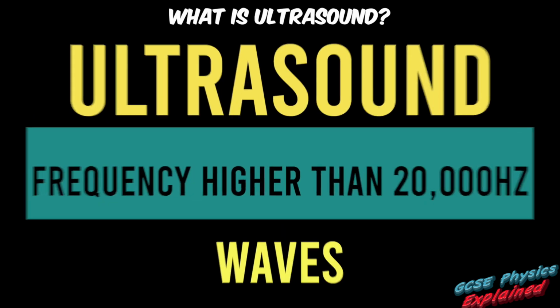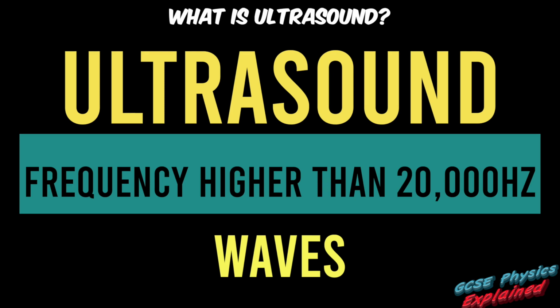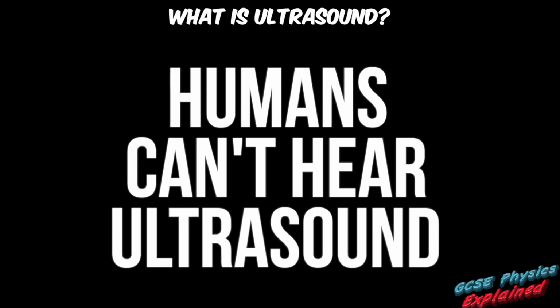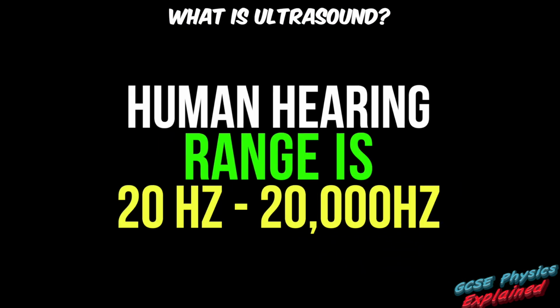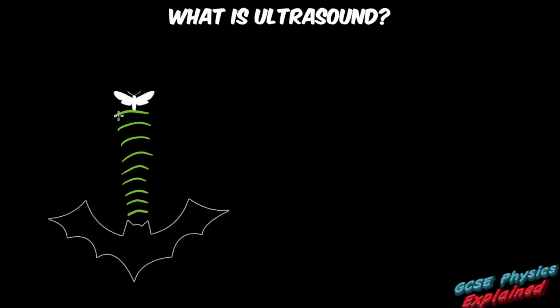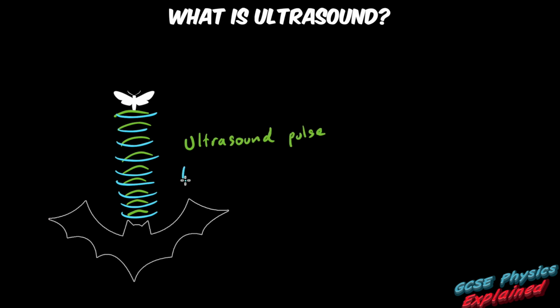So first things first, what is ultrasound? Ultrasound is just sound with a frequency higher than 20,000 Hz. Humans can't hear ultrasound because we can only hear sounds in the range of 20 Hz to 20,000 Hz. Some animals can hear ultrasound, such as bats, which use it for echolocation to find their way about in dark caves and locate prey such as moths.